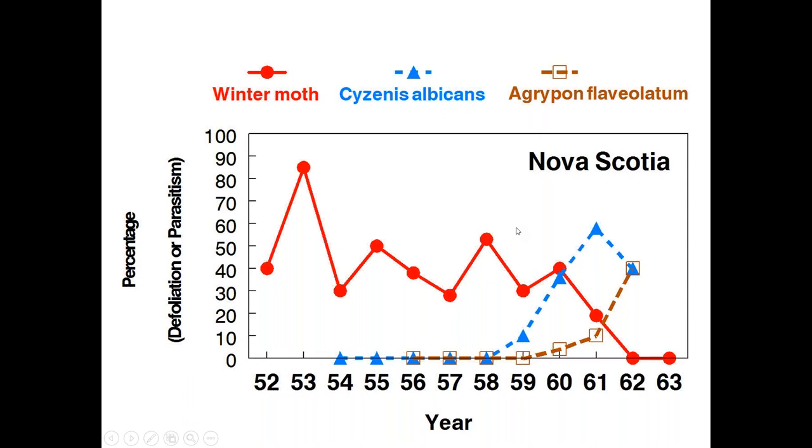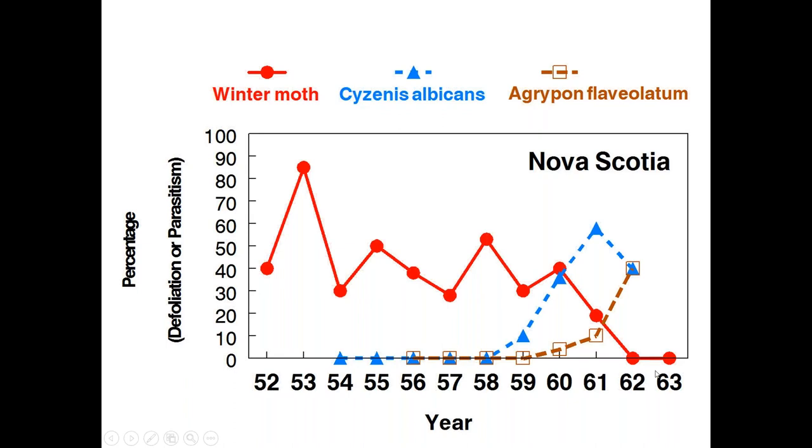So they released the fly and the wasp. And for several years, they had no recoveries. I guess the first recovery was maybe in 1957, but negligible parasitism until 1959. And suddenly there was 10% parasitism. And then the fly took off and by 1961 was causing about 60% parasitism. The wasp also took off. So by 1962, they were both causing high levels of parasitism, and winter moth went to negligible densities.